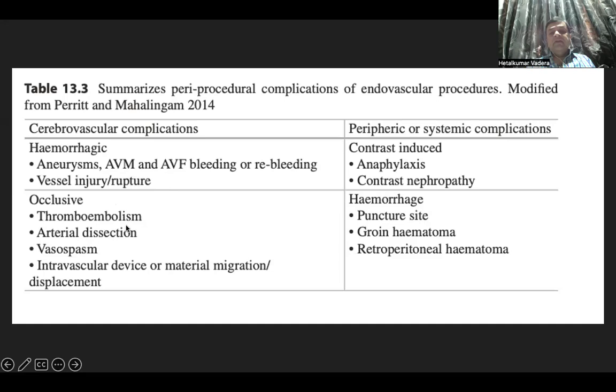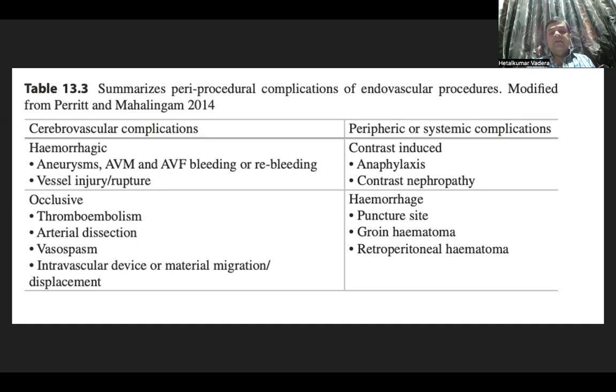Occlusion complications are also common, like thromboembolism. Sometimes, after doing thrombectomy, the patient will again have thrombus. So you should take a repeat run after 20 minutes or so, and if required, you have to give more heparin. Arterial dissection is also seen in certain patients. Vasospasm is common in aneurysm patients. It can happen even after 7 to 10 days. So you should be careful that it doesn't happen.